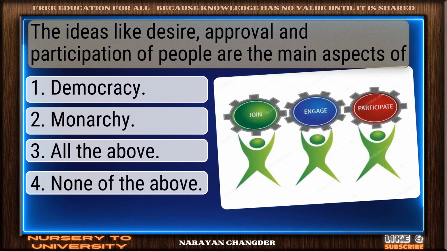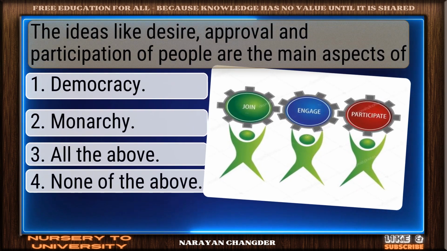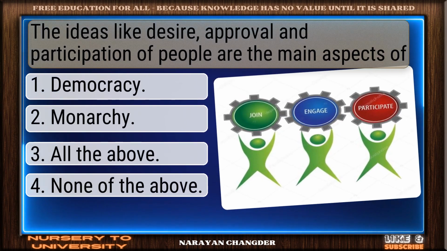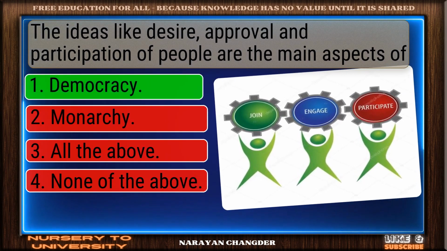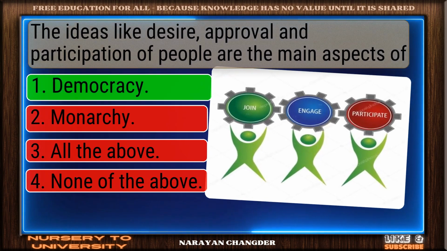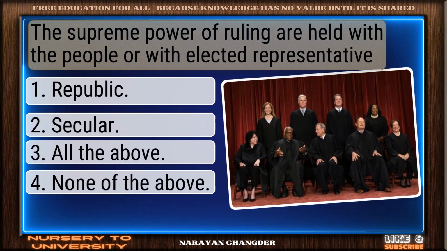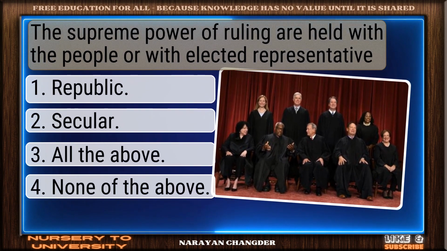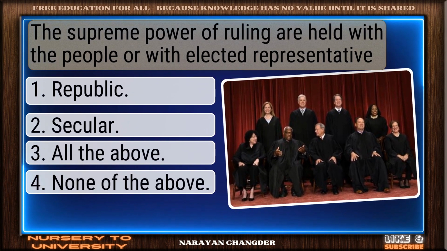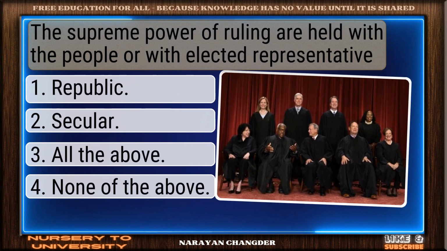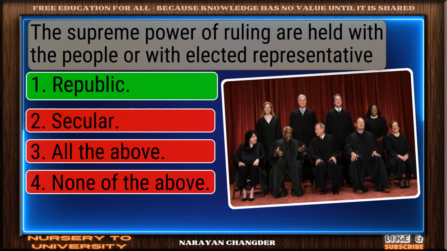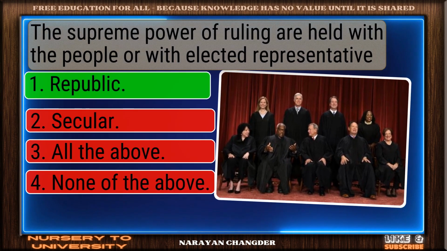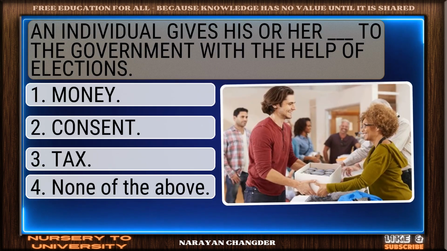Question number 39. The ideas like desire, approval and participation of people are the main aspects of. Nicely done. Democracy is a solid answer. Question number 40. The supreme power of ruling is held with the people or with elected representatives. You chose republic, and it is correct.